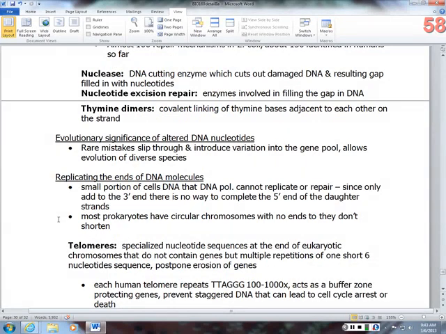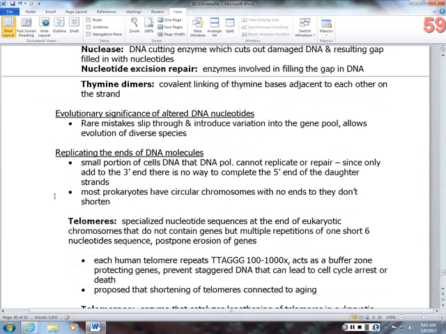So, evolutionary significance of the altered DNA. Rare mistakes do slip through, and it introduces variation into the gene pool and allows evolution of a diverse species. When you introduce a variation, you may have a variation that is better for the population. You may have one that doesn't make much change, or one that is worse. To get one that is better than the population is pretty rare. Most of the time, if it puts in something different, it's usually non-functional and doesn't work and doesn't get passed on.